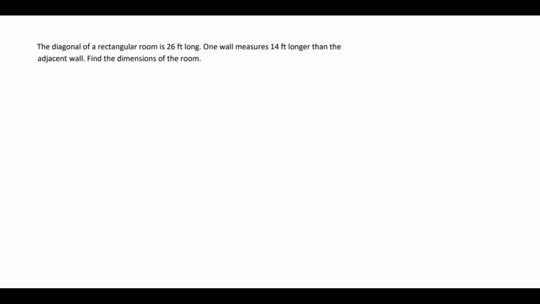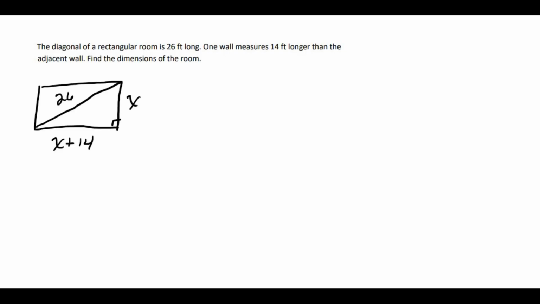In this example, we're talking about another right triangle. The diagonal of a rectangular room is 26 feet long. One wall measures 14 feet longer than the adjacent wall. Find the dimensions of the room. Okay, there's the sketch of the room.